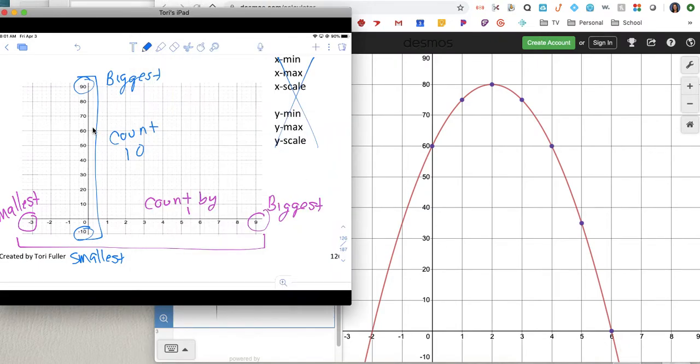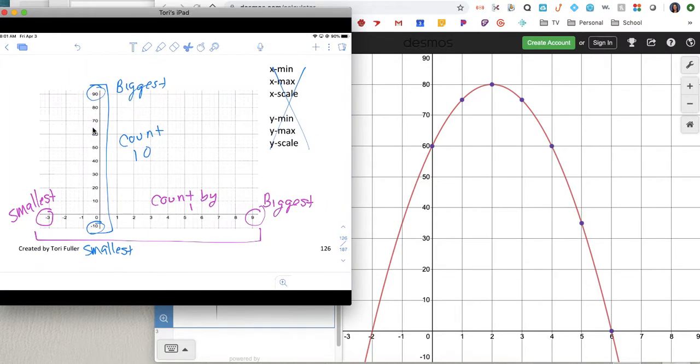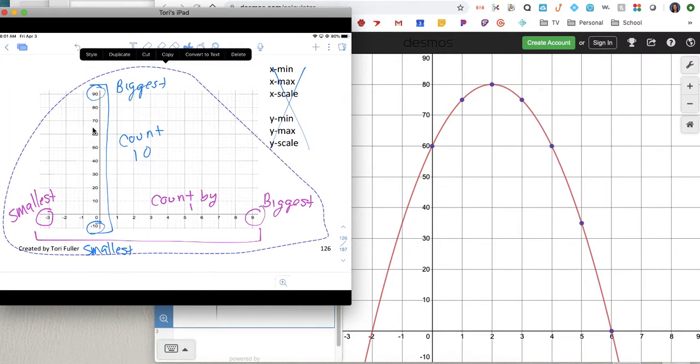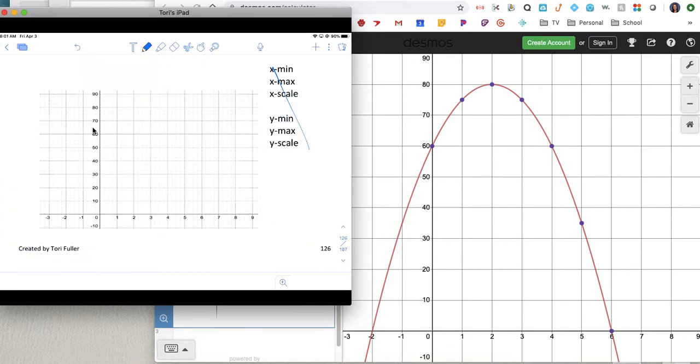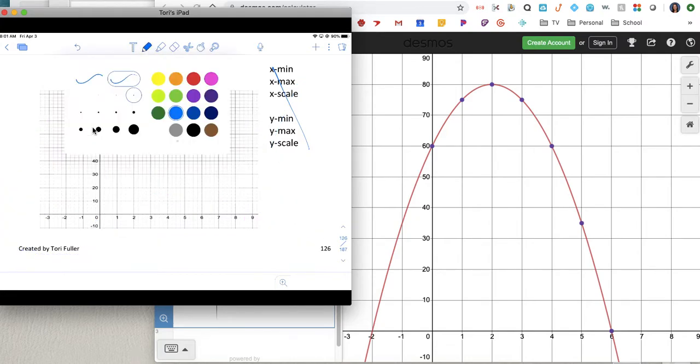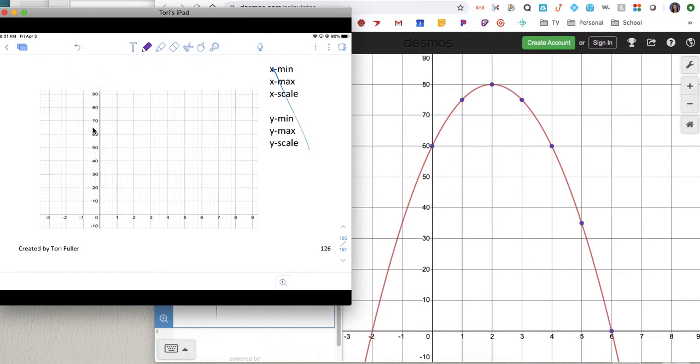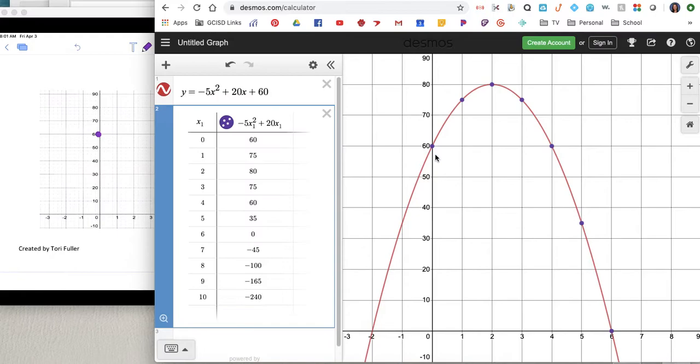All right, I'm going to delete everything that was on here before, and I'm going to go ahead and graph those points. All right, so with purple, we had a dot on 60. We had a dot on, let me see what it was again, 75. We had a dot on 80. We had a dot on 75 again, 60 again, 35, and then down on the whole number 6.